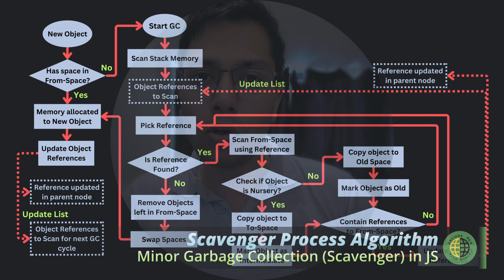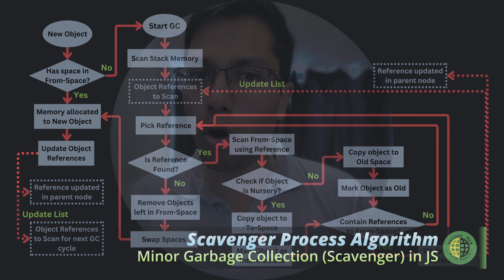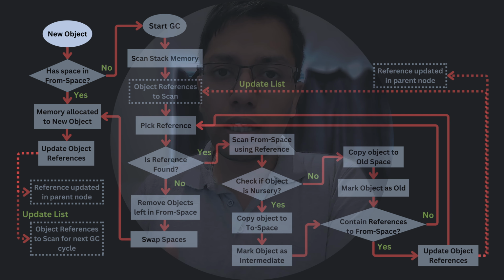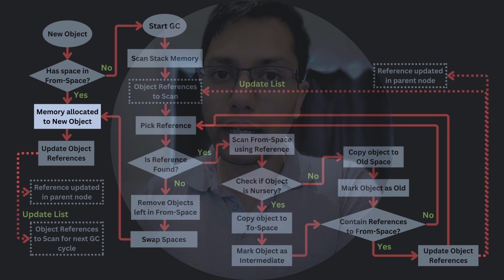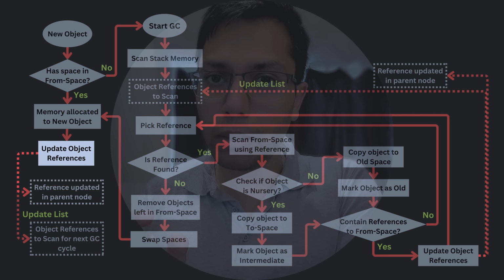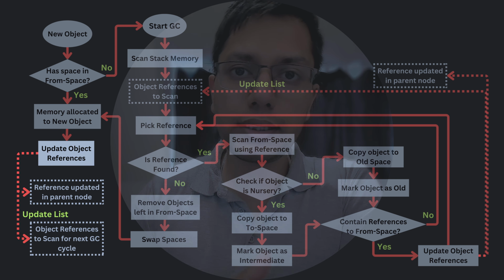Let's talk in depth about the scavenger garbage collector, which operates in new space. We start our code's execution, and at this point in time, the from space inside new space is empty. And at some point in time, the code creates a new object. Since there is space inside from space, memory is allocated to the object, and that corresponding memory reference is updated in the stack memory.